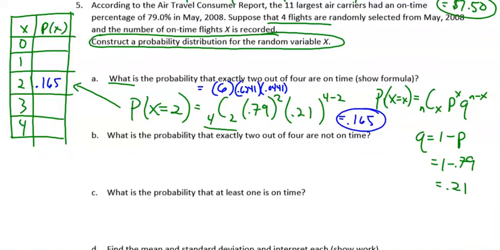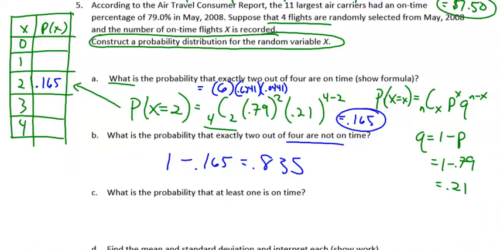Exactly 2 out of the 4 are not on time. So that would just be the complement of that. So that's 1 minus 0.165 equals 0.835.